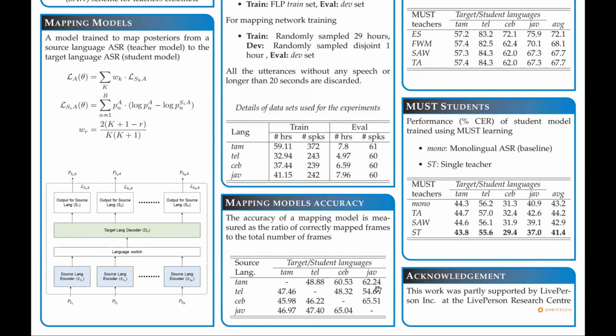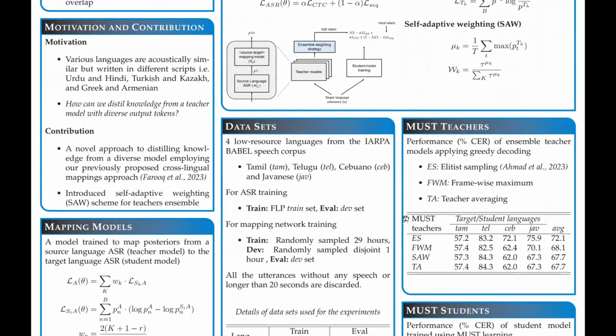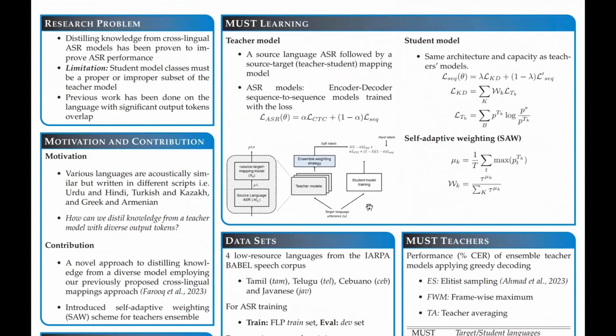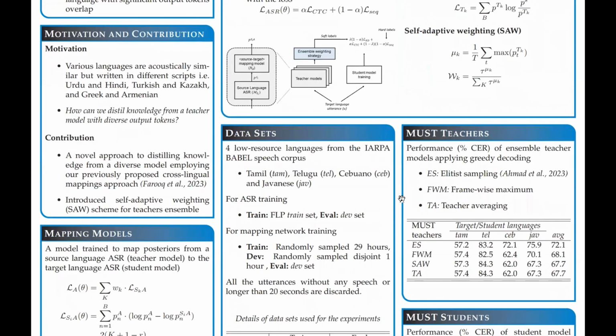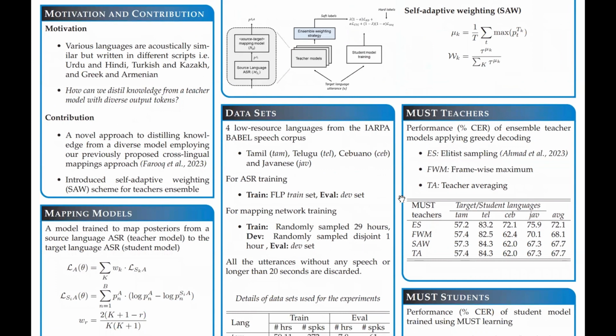And in Javanese, it's a little better. For Telugu, it's 54, but for Tamil and Cebuano, it's 62 to 65. So we are using these mapping models here for each teacher. But before going into the student model performance, I will explain that we basically calculated the performance of the ensemble teacher models by applying greedy decoding on top of them.